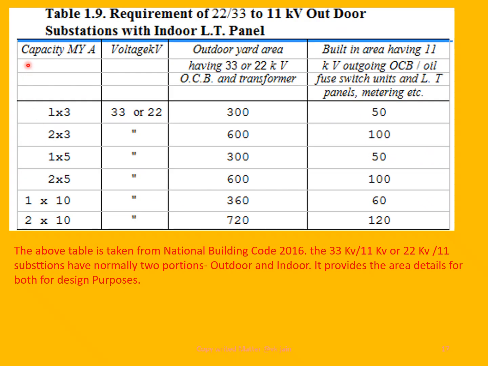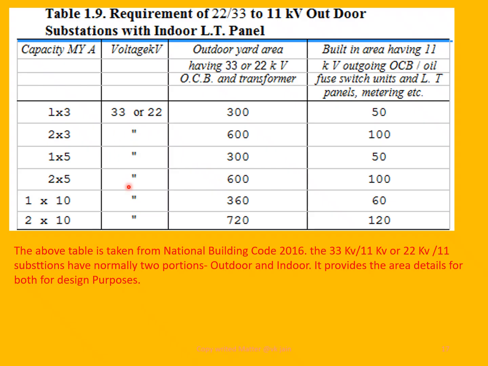Friends, this table which I have taken from the National Building Code describes the space requirement in case of higher voltage systems. So this is capacity in MVA: one of 3 MVA, two of 3 MVA circuit, one of 5 MVA circuit, two of 5 MVA, and so on. And the second column gives you the voltage rating.